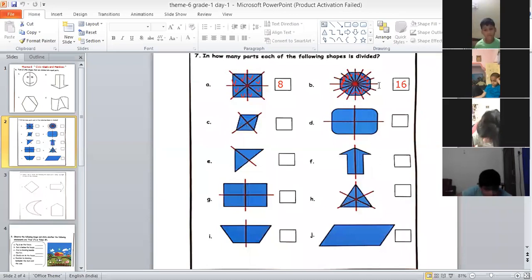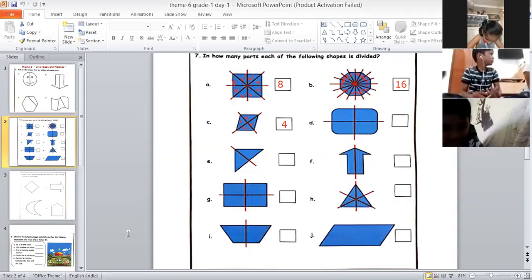Sai Joshit, please unmute yourself and tell me into how many equal parts the next shape is divided. 4, ma'am. Yes, the next shape is divided into 4 equal parts, children. 1, 2, 3 and 4. Very good. That's correct. Thank you. Now next, Ayan Puluru, tell me, the next shape is divided into how many parts? The fourth shape, 4. Yes, it is divided into 4 parts.